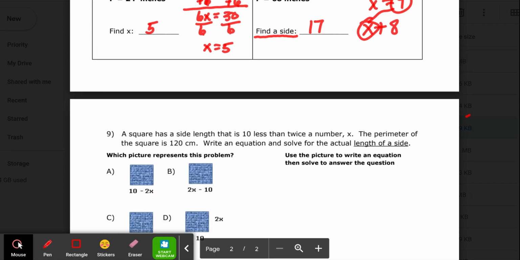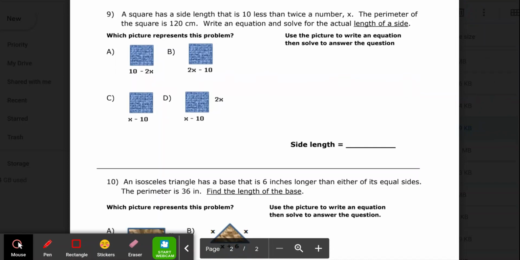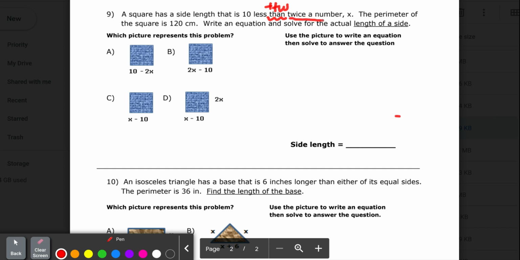All right, let's go on to the second page. Problem number 9 says a square has a side length that is 10 less than... "less than" is a tricky turnaround word. So that means everything's going to be minus 10. Remember, you start writing whatever appears after that tricky turnaround word. So twice a number. It's not that one, and it's not that one. Because remember, this is a side length and it's a square, so it has to be written one time, and that tells you that all 4 sides are going to be that.